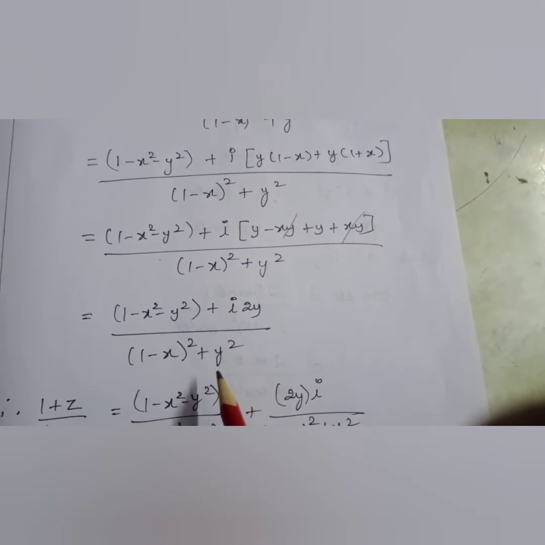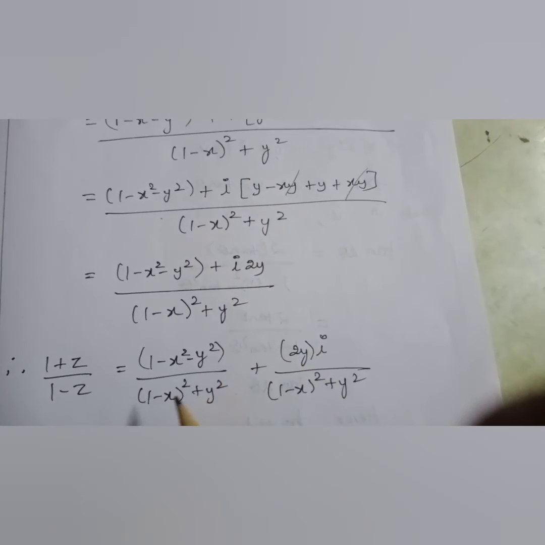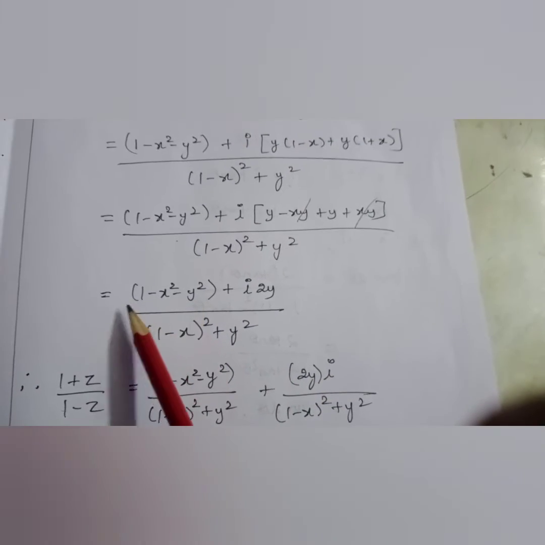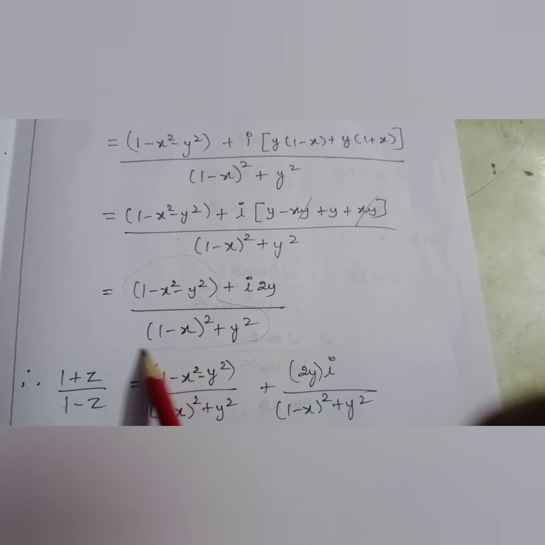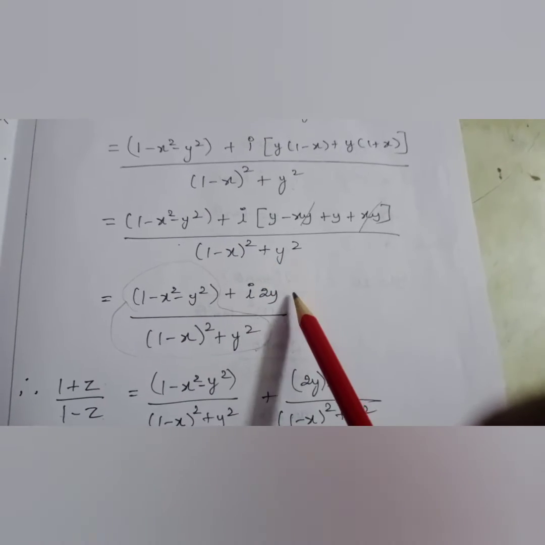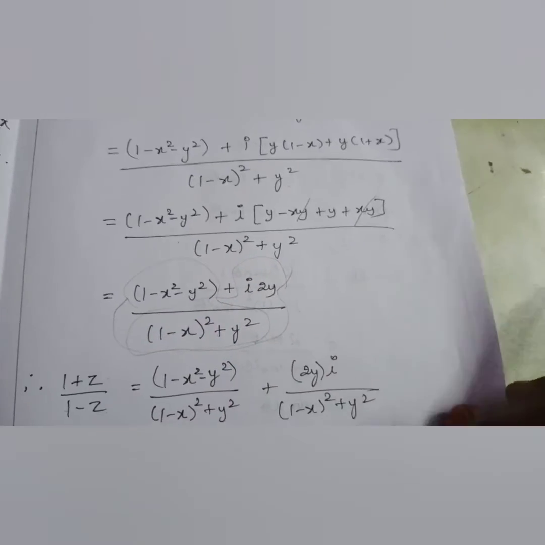So we are getting 1 minus x square minus y square plus i 2y divided by 1 minus x square plus y square. So 1 plus z by 1 minus z is equal to, separating and writing the real part and imaginary part, 1 minus x square minus y square divided by 1 minus x the whole square plus y square, and the imaginary part, that is i 2y divided by 1 minus x the whole square plus y square.